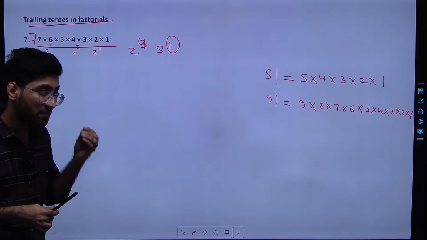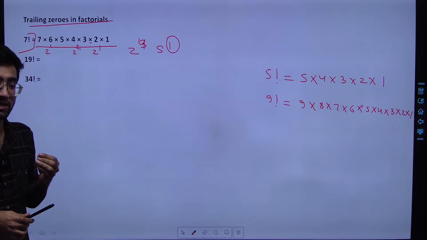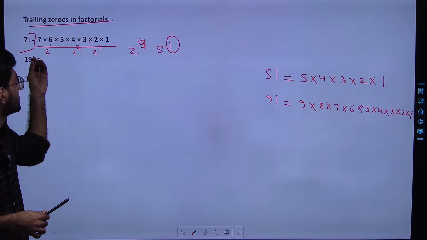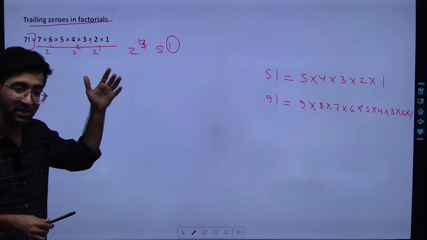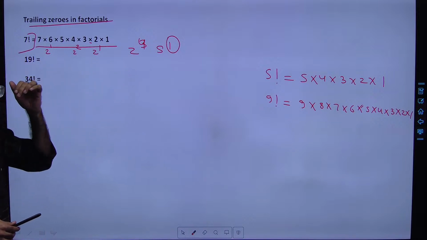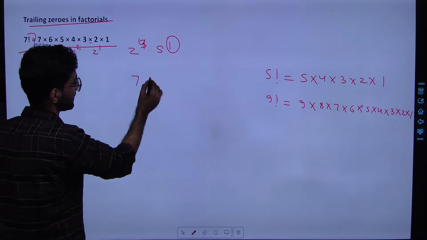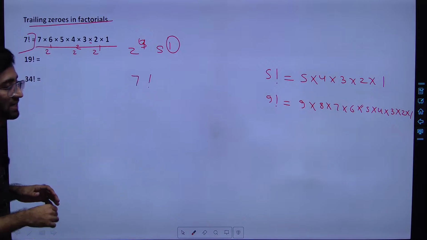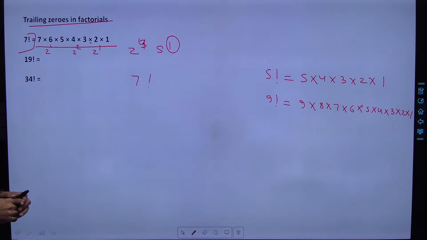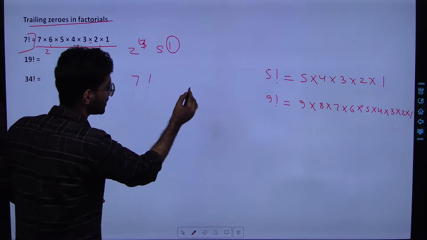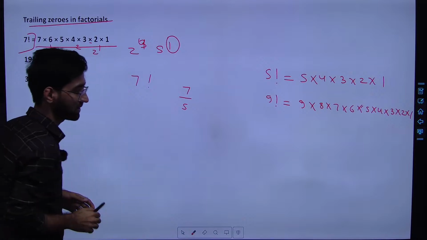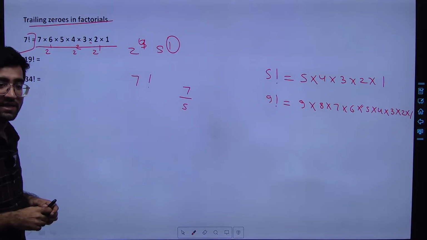That's where we will have to learn the approach, how to deal with those questions when it comes to factorials to find the number of trailing zeros. So what is the approach? The approach is very simple. If you have been asked to find the number of trailing zeros in 7 factorial, you will simply have to divide 7 by 5.